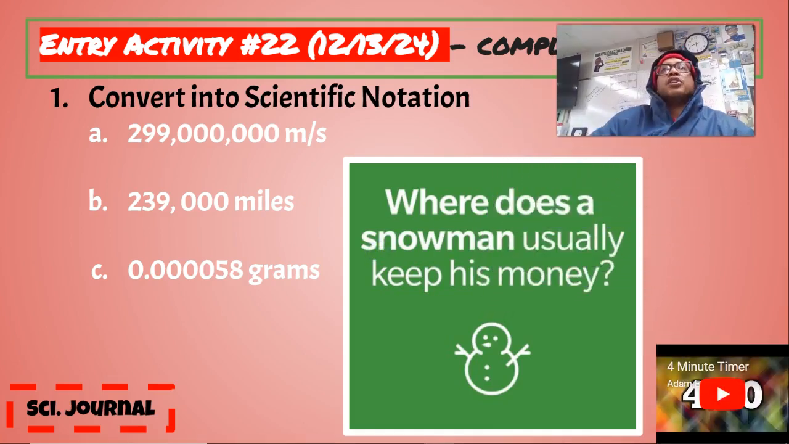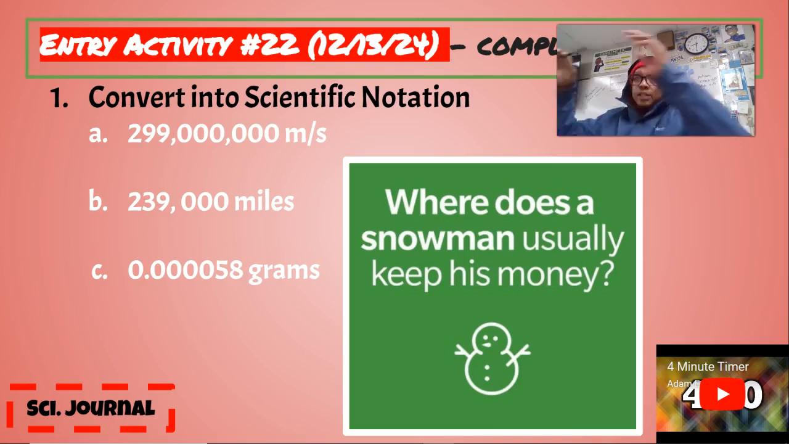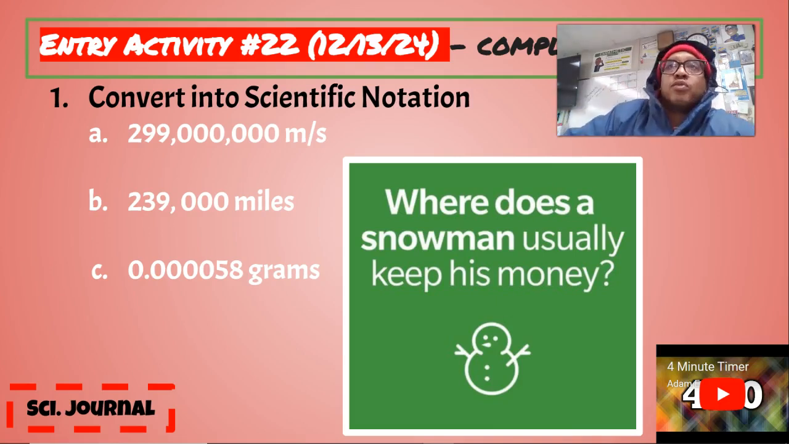Off the top, we've got entry activity number 22. Pause the screen, get this done. Convert into scientific notation. Don't wait for me to do it. Do it yourself. Try. Give your best effort. Look at your notes from yesterday. Handle the business. Then unpause the screen. You knew I was gonna do this.